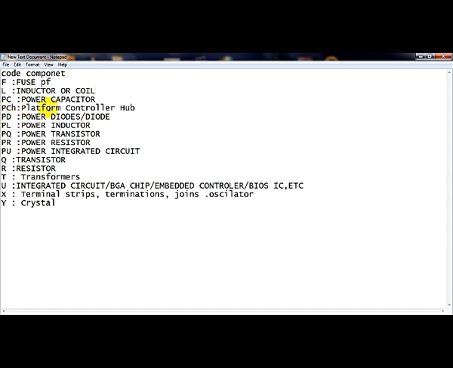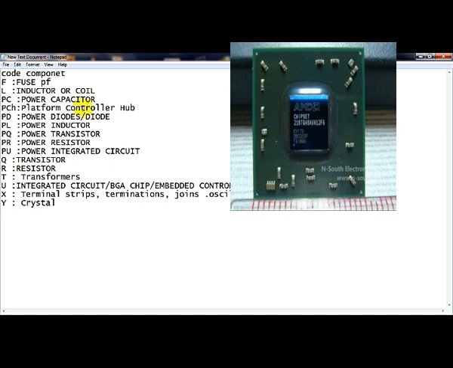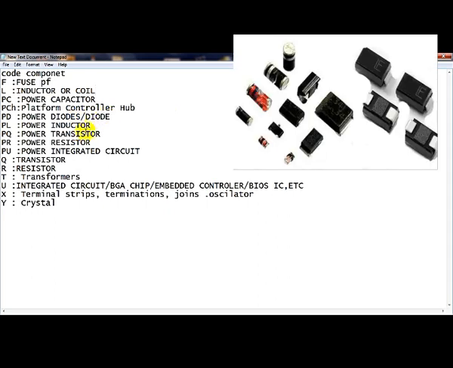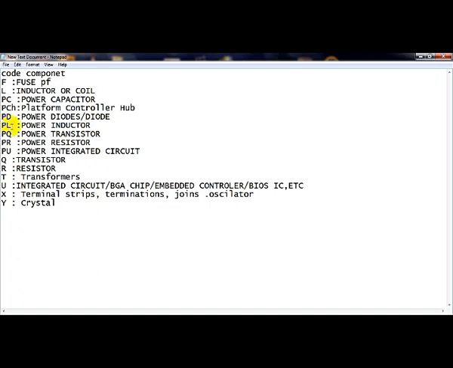PCH, platform controller hub, stuff like this. PD, power diodes, stuff like this. Also PL means power inductor or power coil, stuff like this.